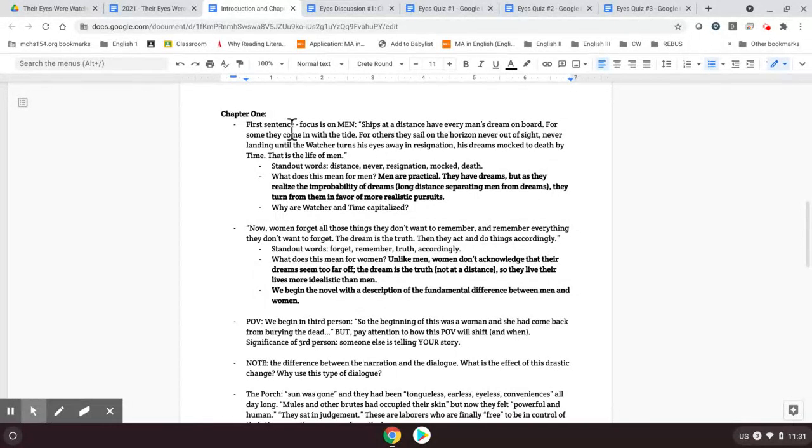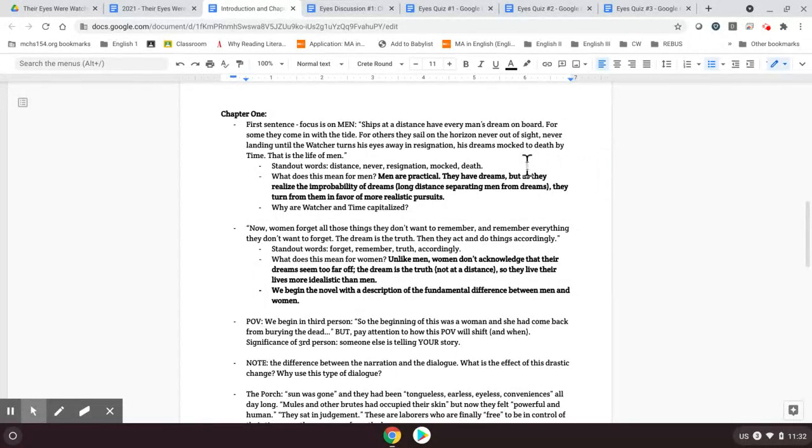In a book that has a female protagonist, the first sentence focuses on men. "Ships at a distance have every man's dream on board. For some, they come in with the tide. For others, they sail on the horizon, never out of sight, never landing until the watcher, capital W, turns his eyes away in resignation, his dreams mocked to death by time. That is the life of men."